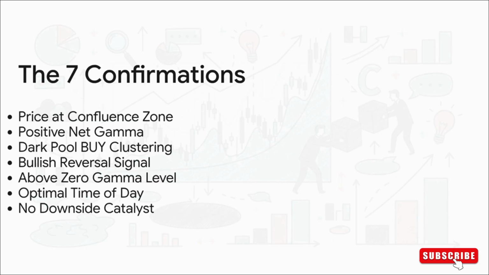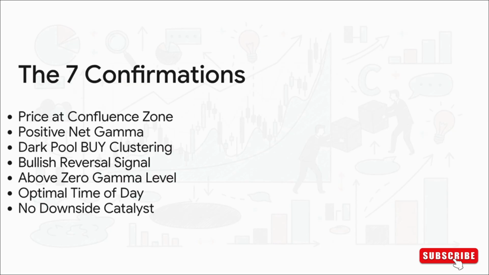3, we need to see that dark pool buy clustering. I like to see at least 1.5 million shares bought to confirm it. 4, we have to wait for a bullish reversal signal to actually print on the chart, like a hammer candle. This is so important, we never try to catch a falling knife. 5, the price needs to be above the 0 gamma level, which is our line in the sand.